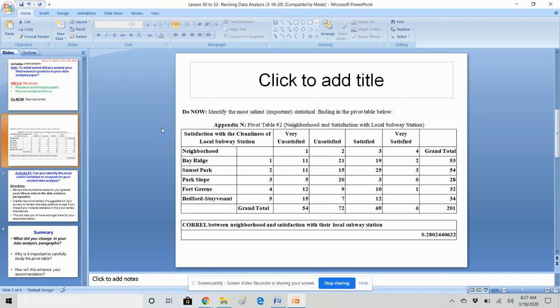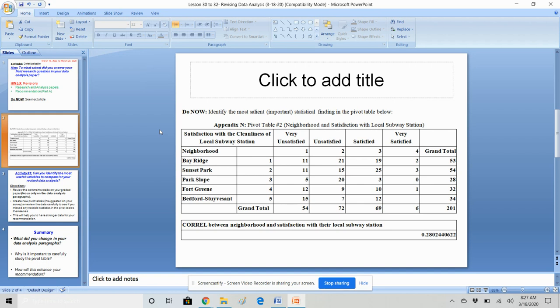So what I want to do next is show you this sample pivot table created from a former student and think about how we identify important statistical findings in these pivot tables. If you look at the appendix title, it is comparing the neighborhood a person lives in and their personal satisfaction with the local subway station. So we're looking at a very clear demographic with a very clear attitudinal question. The quality of life topic was looking at the subway stations themselves, specifically at people's opinions about them.